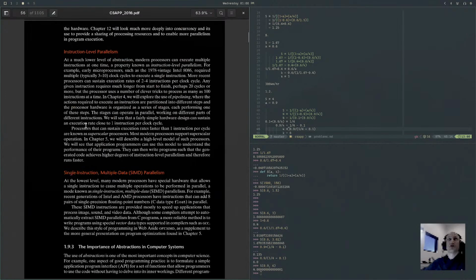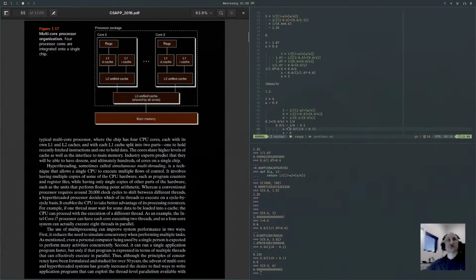Sorry, I'm on the right page. What's interesting is that, oh, there it goes.